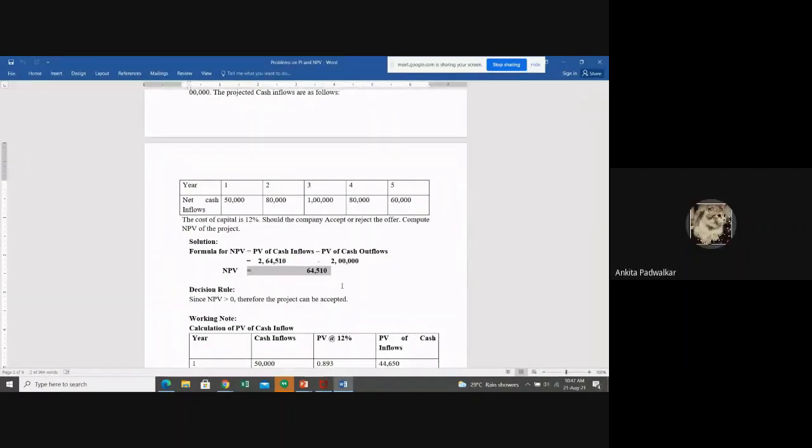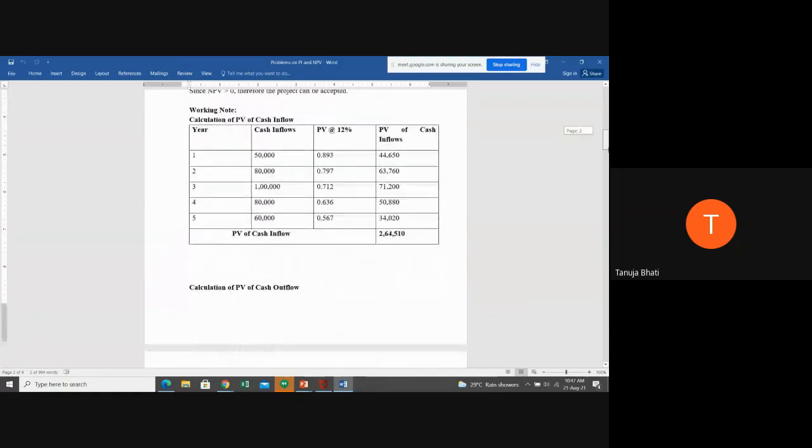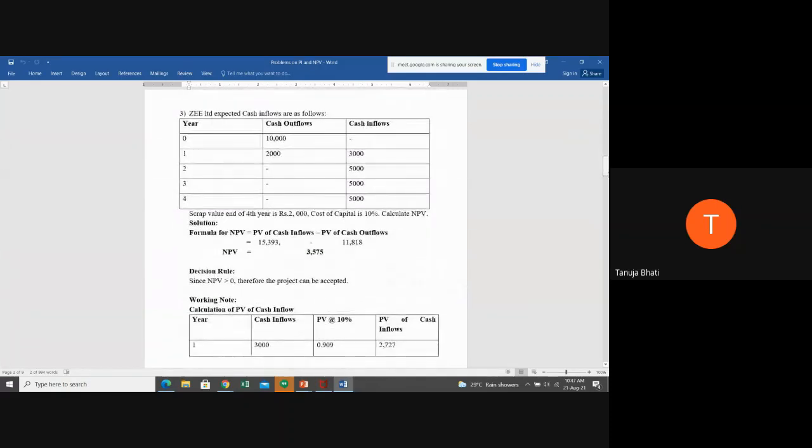Because cash inflow is greater than cash outflow and NPV is greater than 0. Very good. Now, can we move ahead to problem number 3?